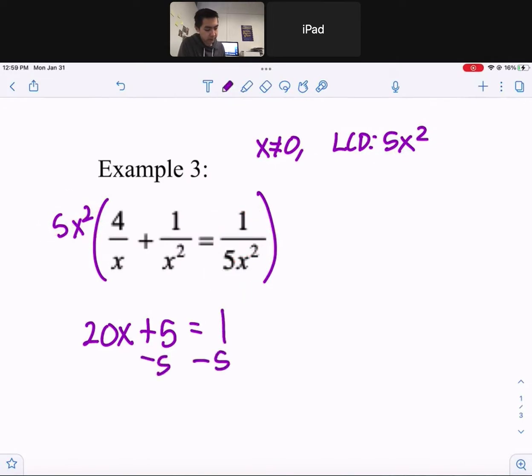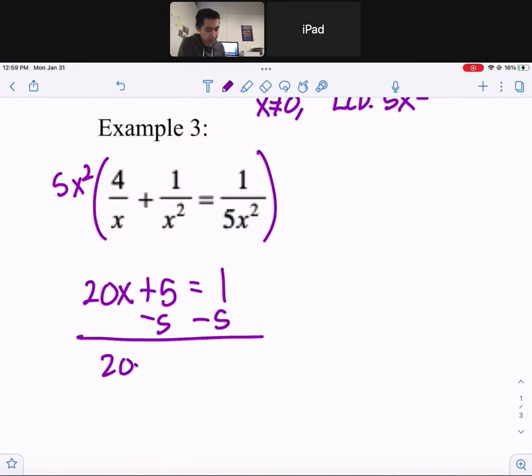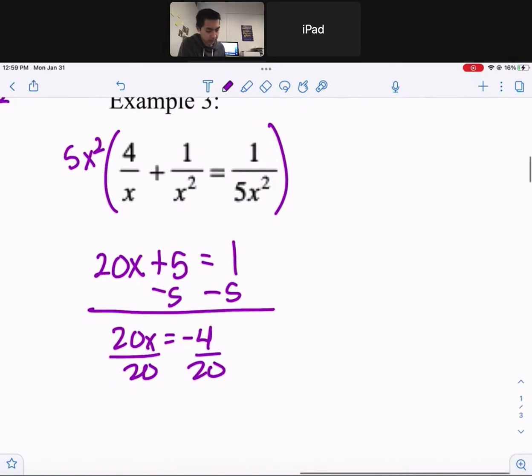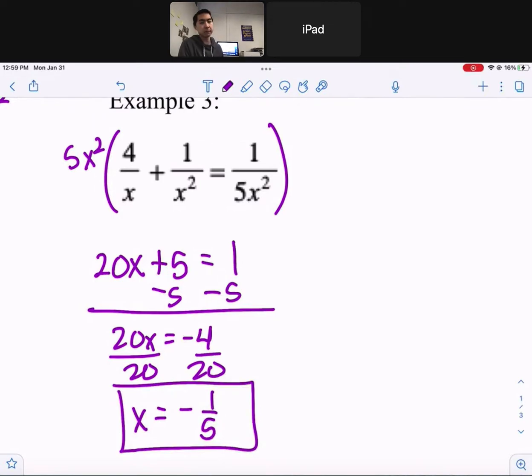Then solve for x: subtract 5 from both sides, divide both sides by 20, and x is going to equal negative 1/5. Divide top and bottom by 4.